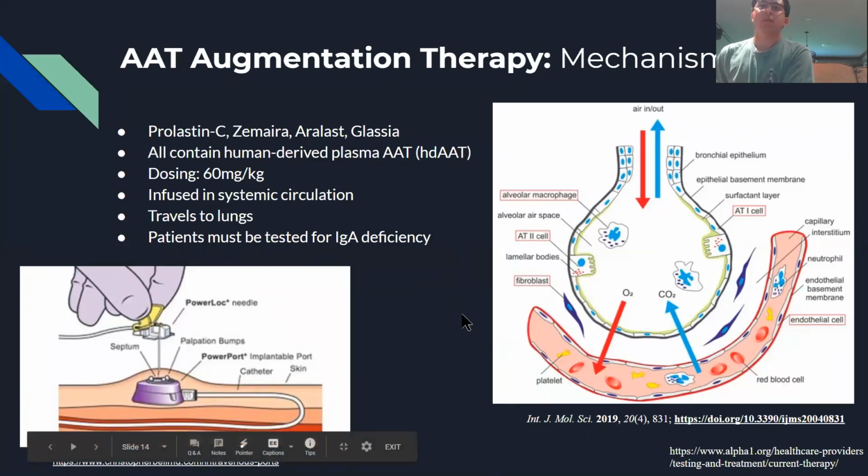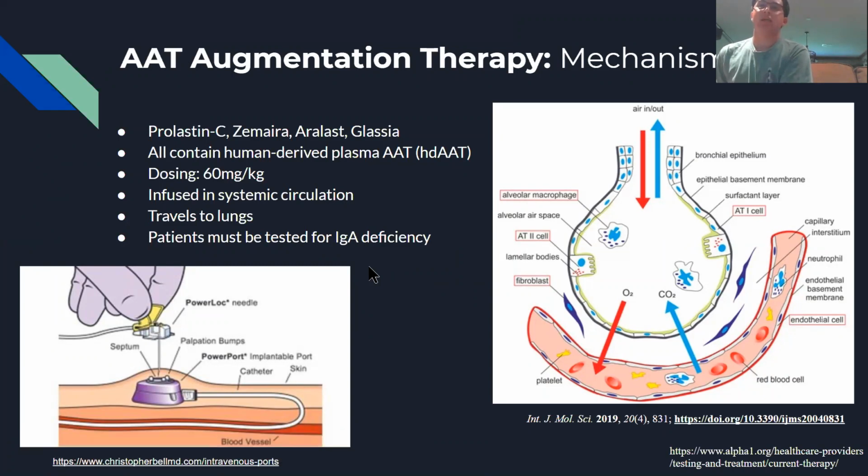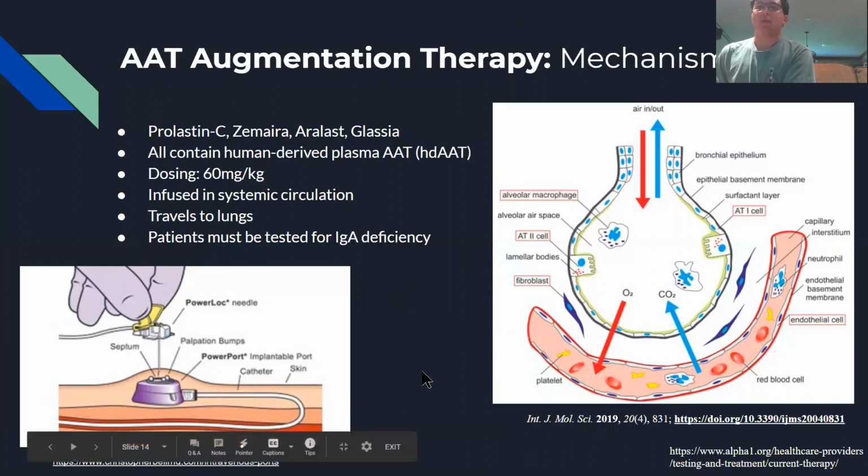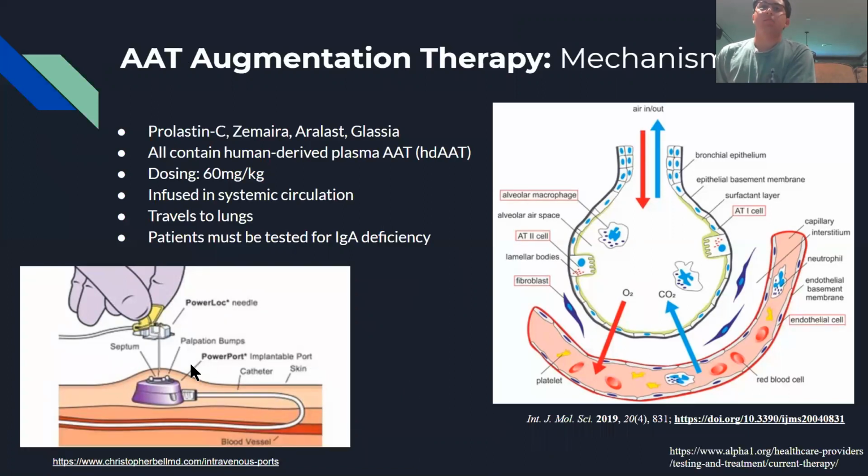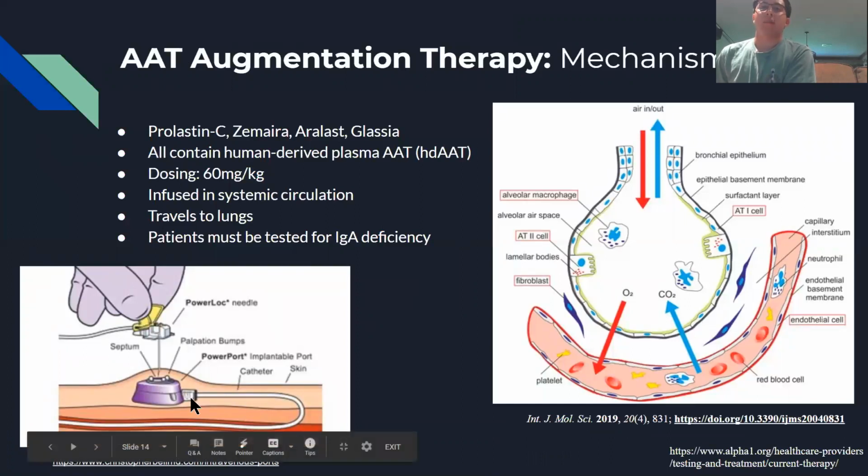Before you start this treatment, patients must be tested for IgA deficiency, IgA being one of those antibodies that is found in the blood. Now, if a patient is deficient in that, they can have a severe reaction to this treatment, which would make it not possible for them to be a candidate for it. So that is an important test to get out of the way before you start a patient on this treatment. Now, the lower left picture here just shows a port inside of a patient that can make it easier to inject the drugs.